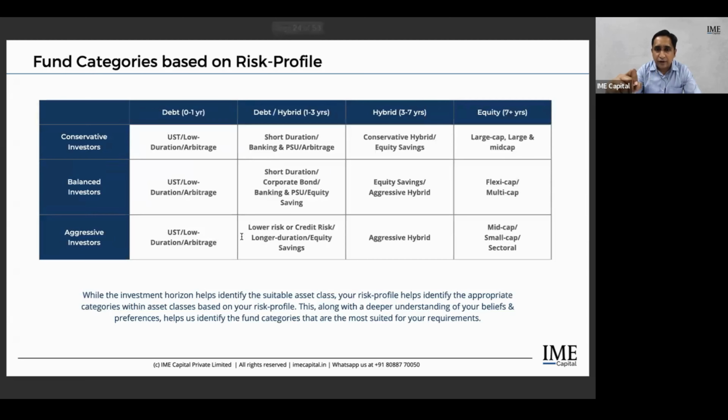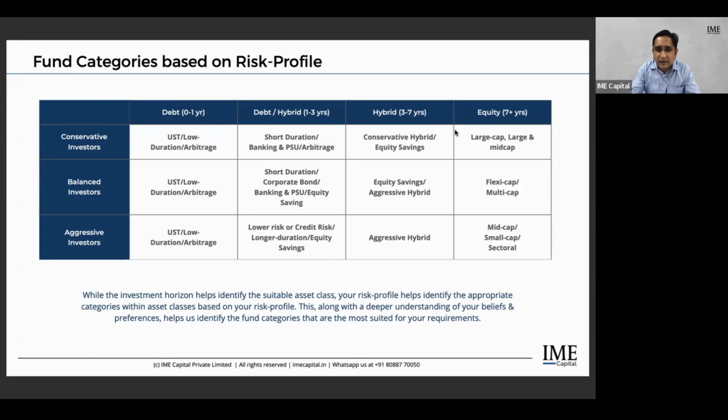And that risk profile helps determine, for each asset class, what are the specific categories. So even for a conservative investor, for a longer term investment, equity is the right choice. It's just a choice within equity. A conservative investor may focus on large cap and larger mid cap, while more aggressive investors may be more in mid cap, small cap, and more aggressive categories within equity.